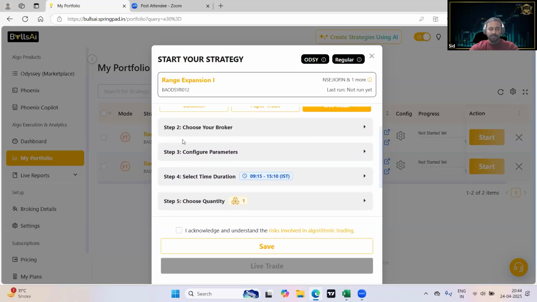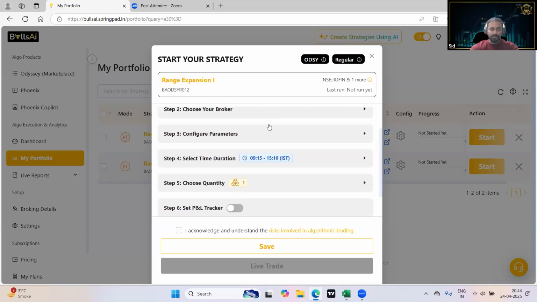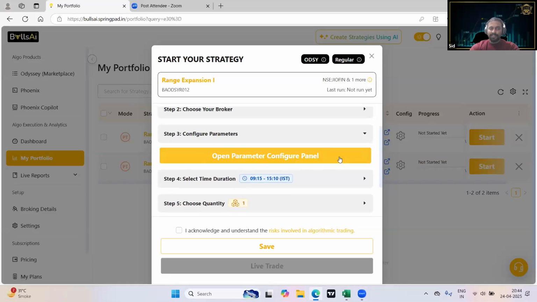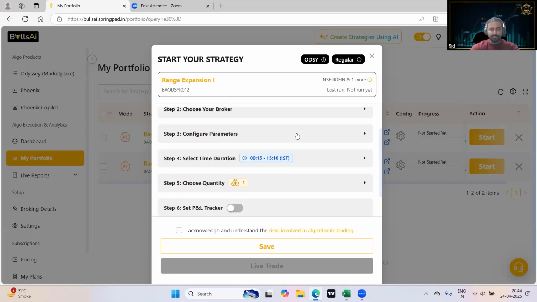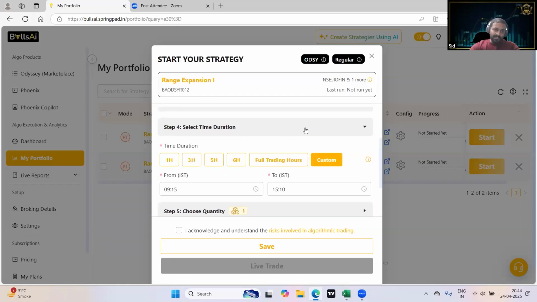If you go down, choose the broker, whatever broker you have, Fire, Alice Blue, just choose it. Configure parameters, you don't have to tickle around here. Nothing, no input option is available for you, so there's no point playing around in config parameters. Select time duration. I won't recommend that you select a time duration because the idea is it works on range expansion. So it identifies the range on the expansion it enters.